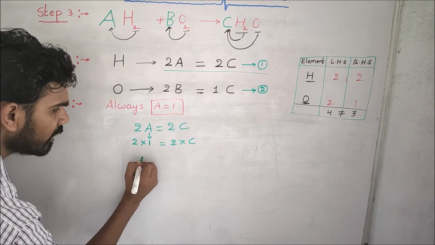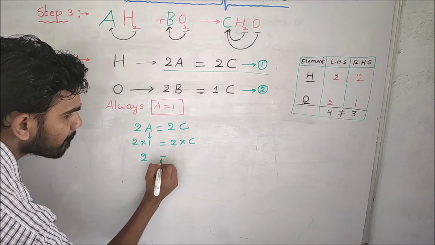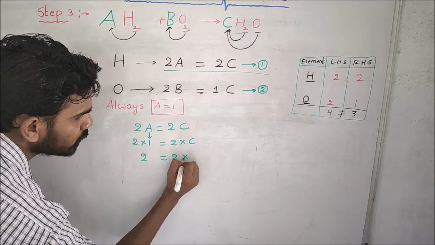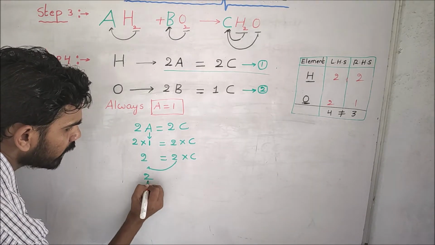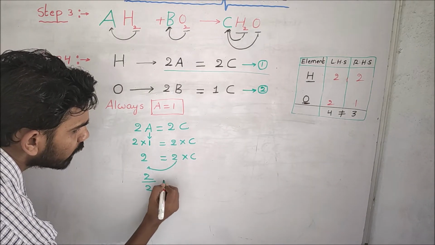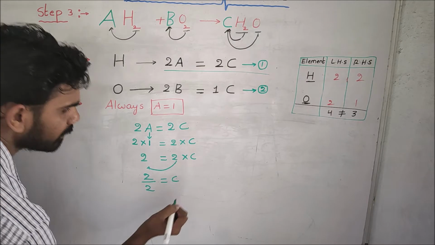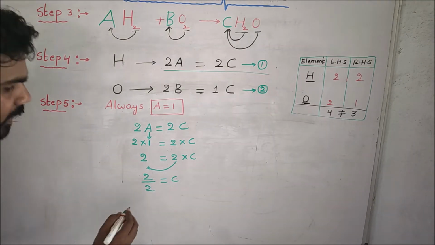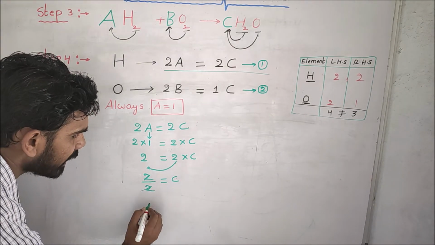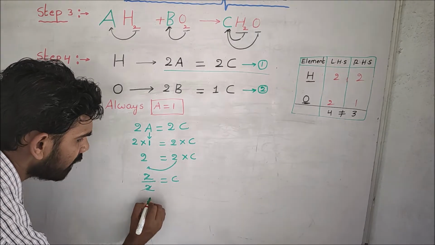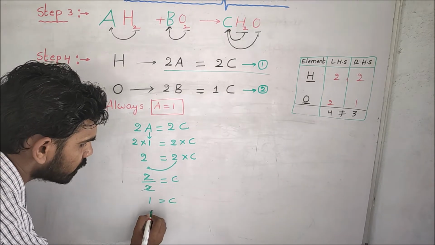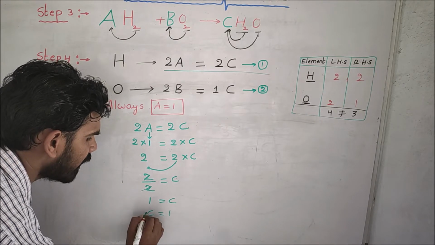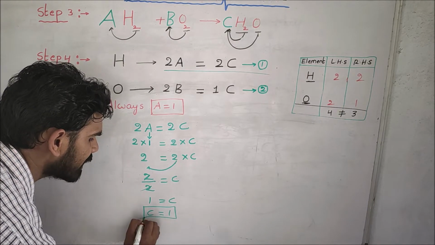Now 2 ones are 2, so 2 equals 2 into C. Take this 2 to this side: 2 divided by 2 equals C. Very good, 1 cancels. So what is the value? 1 equals C. Now C equals 1. Now we got the C answer.